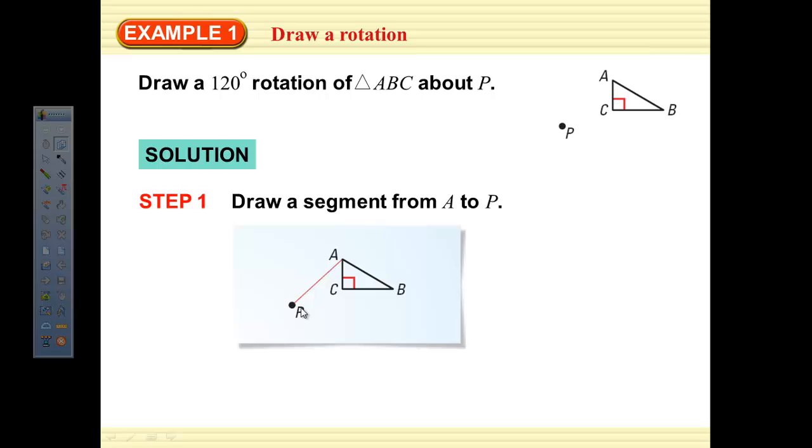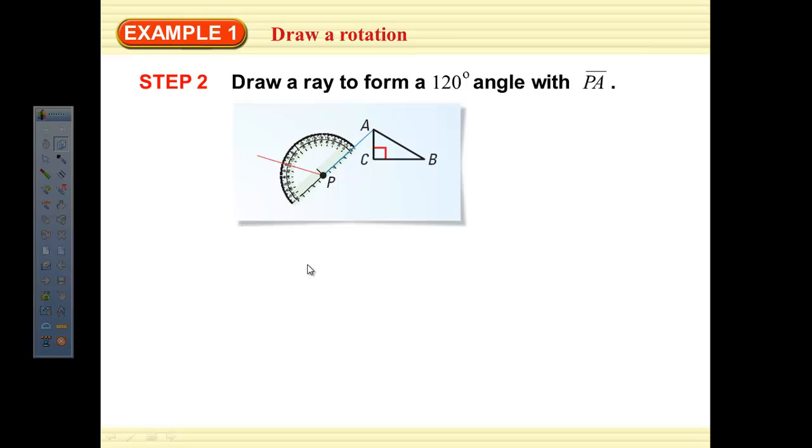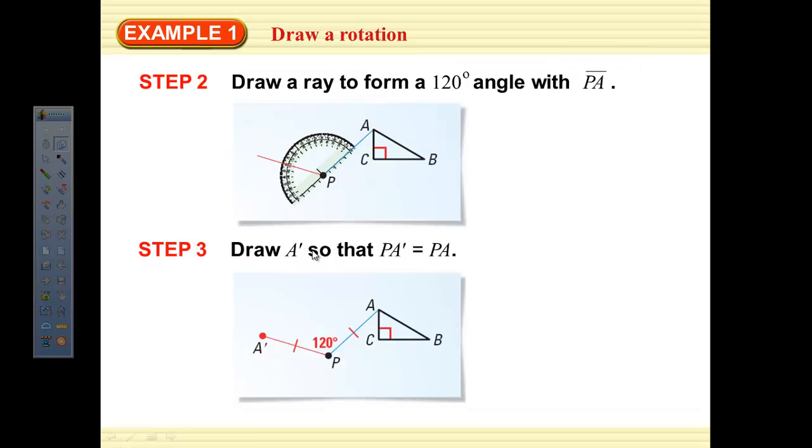Then what we want to do is get out our protractor and measure out 120 degrees. So we do that something like this. We would probably have to draw a much longer line because our protractor would be a bit bigger than this, but we would take our protractor and draw a line at 120 degrees here. Once we've done that, we want to make sure that AP and A prime P are the same length. So we measure out the distance from A to P and the distance from A prime to P so that these two distances are the same.